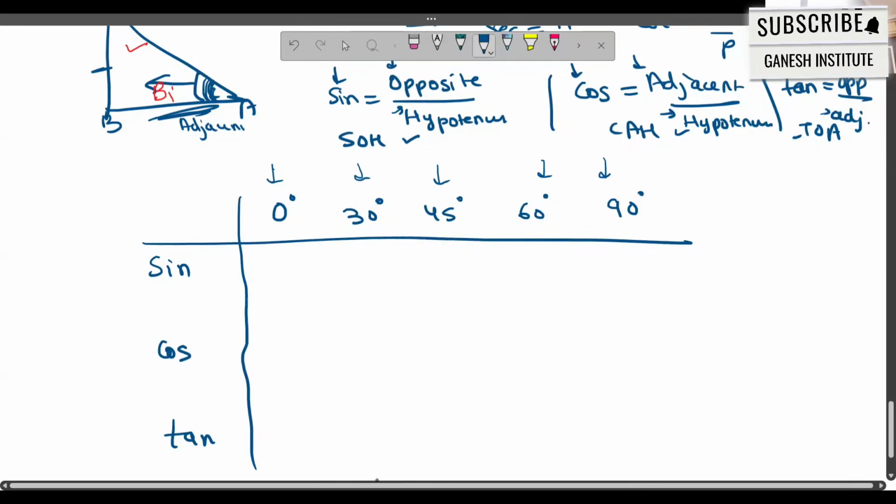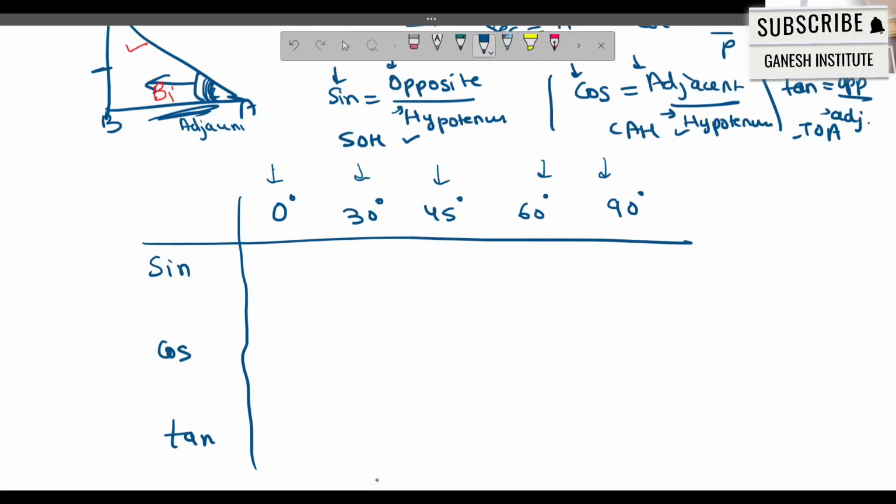0 degrees, 30 degrees, 45 degrees, 60 degrees and 90 degrees, you have to learn these. And then what you'll do, okay, remember, write 0, 1, 2, 3, 4, divide them by 4 and take the square root. That is the value.